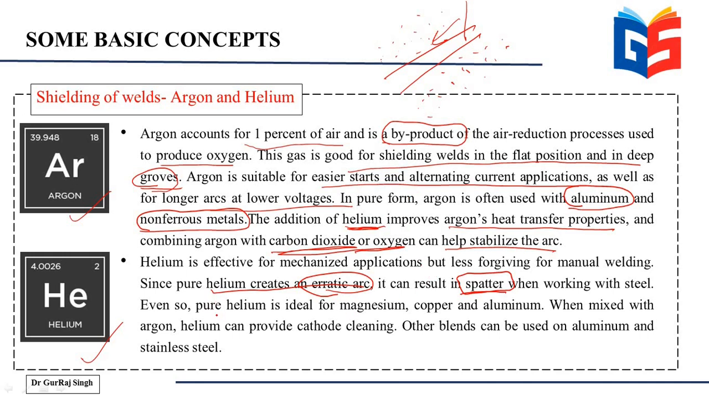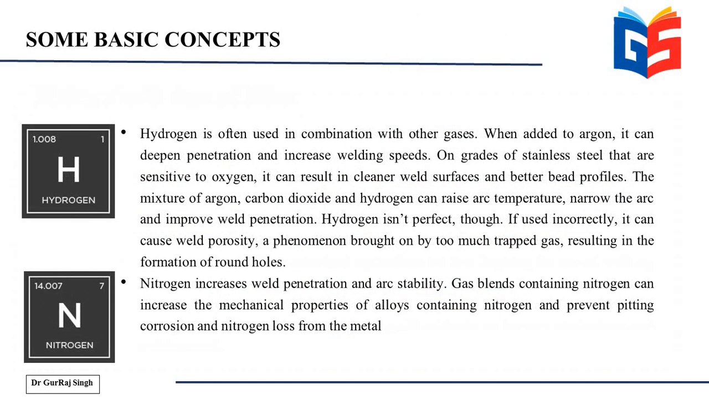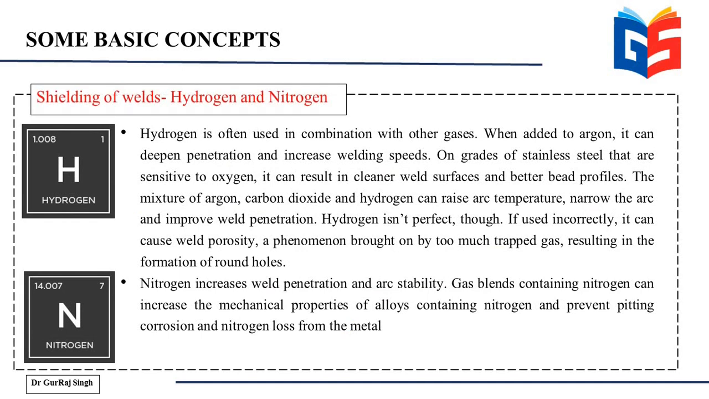And pure helium is ideal for magnesium, copper and aluminium. So these are the three materials for which pure helium is normally used. And when mixed with argon, helium can provide cathode cleaning. We are all aware of what cathode cleaning is. Next, let us talk about hydrogen and nitrogen now.